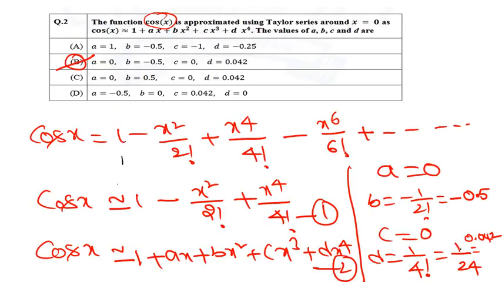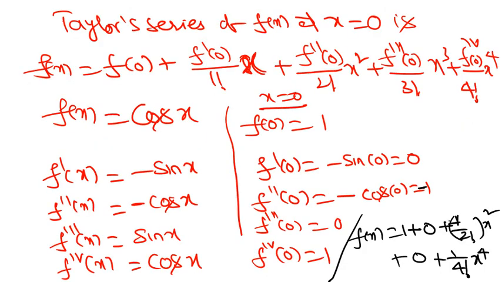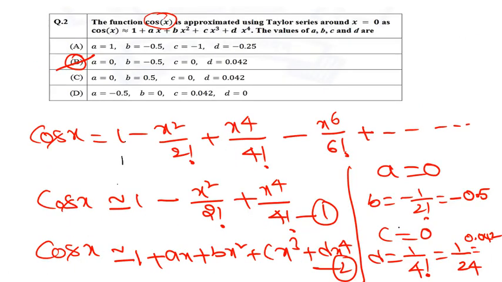That is nothing but 1 minus x square by 2 factorial plus x power 4 by 4 factorial. Now when you compare with the given cos x expression, you will get the same values of a, b, c and d again. So that's the question. You can solve it either way, in both ways.